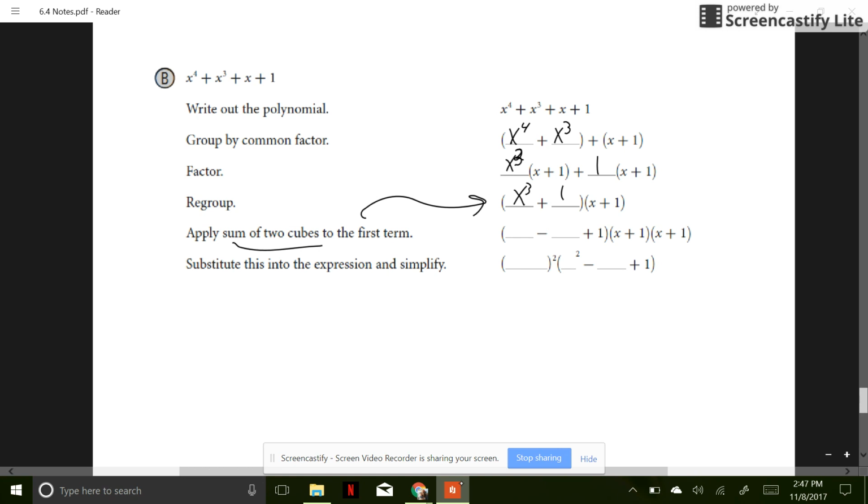The terms are x and 1. So first term squared is x squared, 1 times x is just x, and then plus 1. So notice we've got this twice. We'll have x plus 1 squared, and then x squared minus x plus 1.